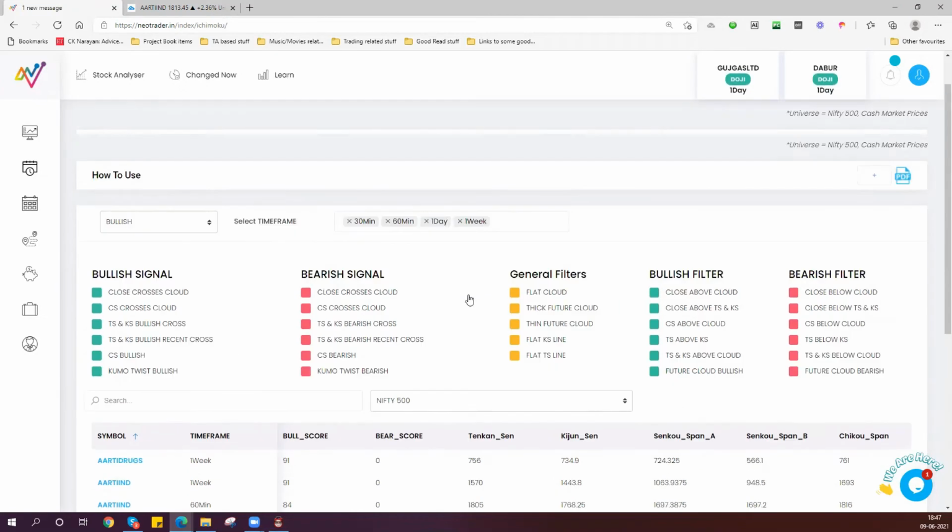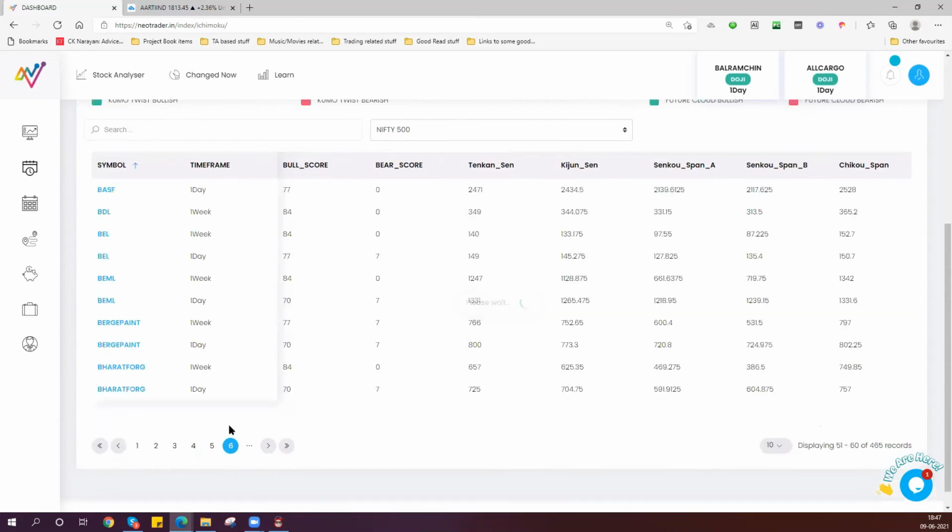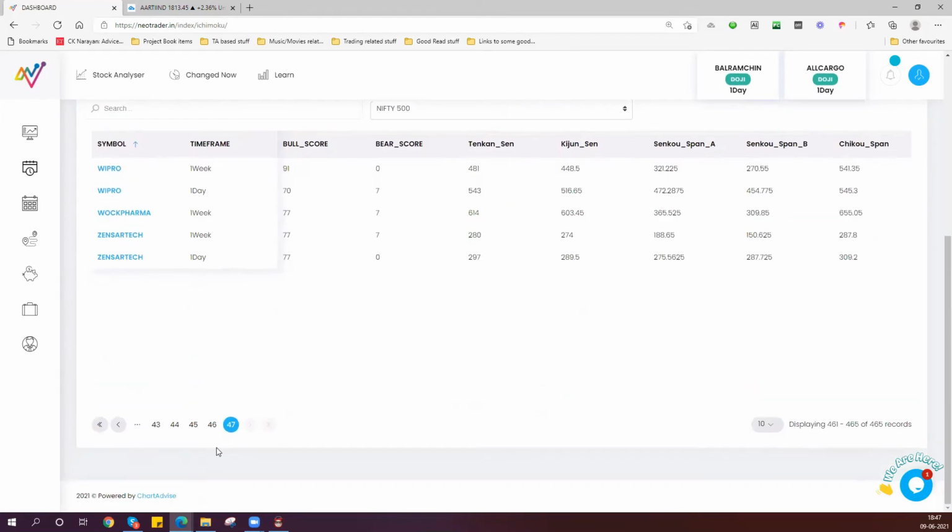So now this whole thing is captured here, right? If you put bullish, you have many stocks here. So let's go. You have 47 pages, right? On the 47th page, you've got so many. 46 pages means you've got 460 different situations. That means each stock can have up to 4, that means daily, weekly, 60 and 30. So there'll be many stocks with 4, some stocks with 3, some with 2, some with 1. This does not mean that this is a list of 460 stocks.